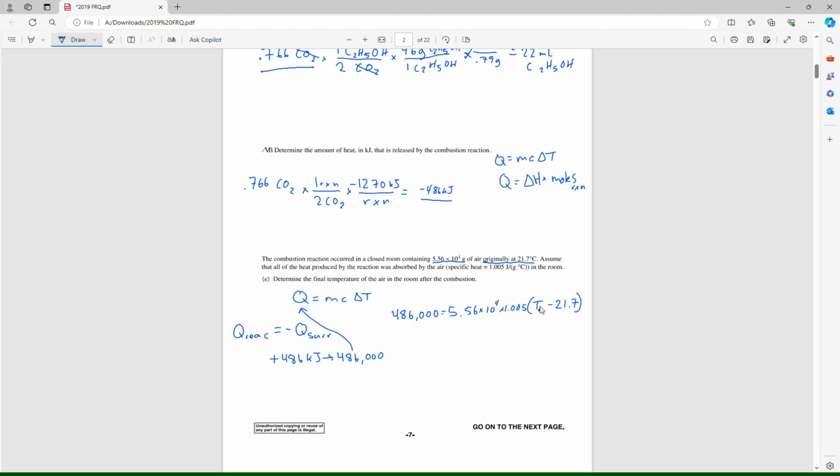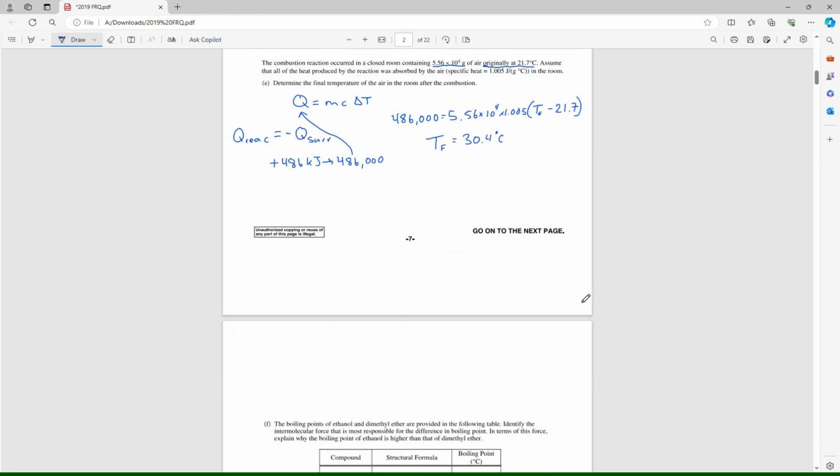Now this TF can just be treated like an X, just like any variable in algebra. I'm going to skip some steps and just tell you that if you work this out, your final temperature is 30.4 degrees Celsius. Let's go forward.